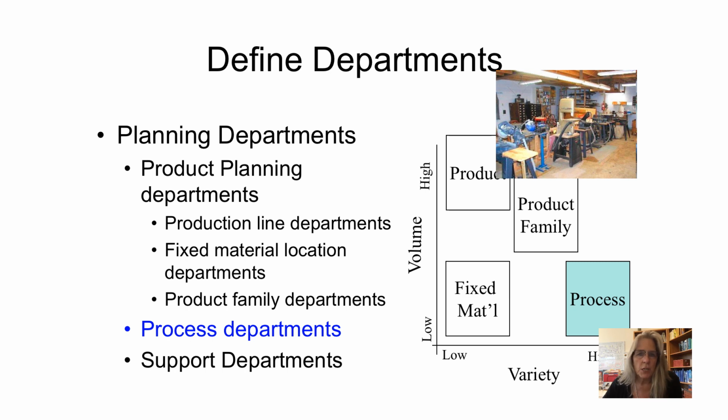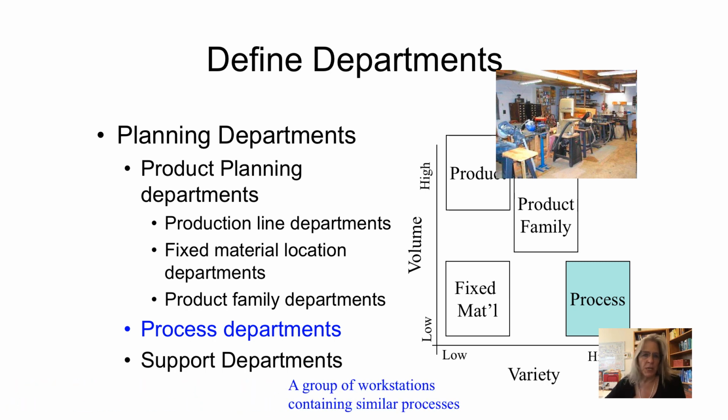We talked about this already, but the idea of a process department is when it's high variety and low volume. One of the common examples is called a job shop, where you bring a particular job to a location that has a variety of machines and processes, and they can do a one-off for you. A lot of R&D is this way also.